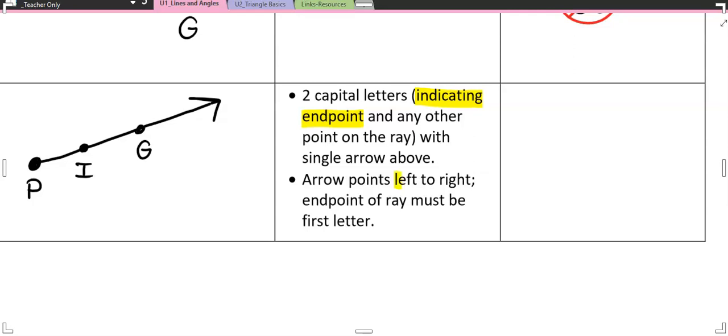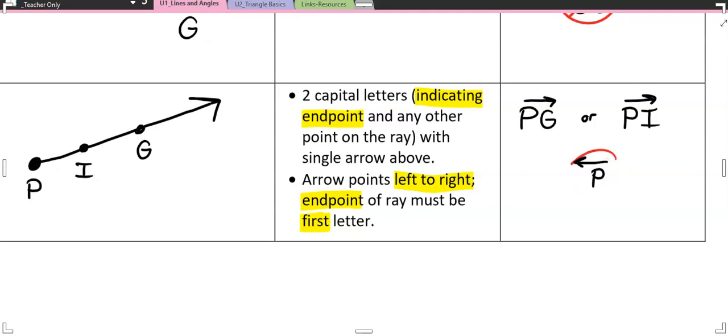The arrow is always going to point left to right, and the endpoint of the ray must be the first letter. So the 2 acceptable names for this ray here, we could call it PG, and notice the arrow goes left to right, or we could call it PI. These would be 2 acceptable ways to name the ray. You cannot call it GP, for example, even if you switch the arrow the other direction. That is not considered acceptable.